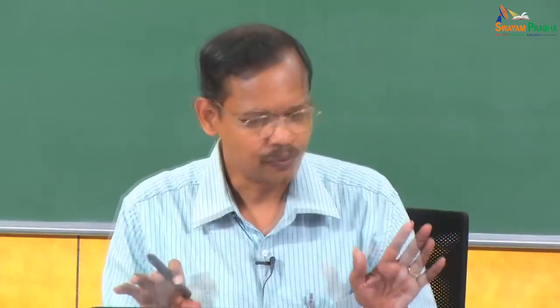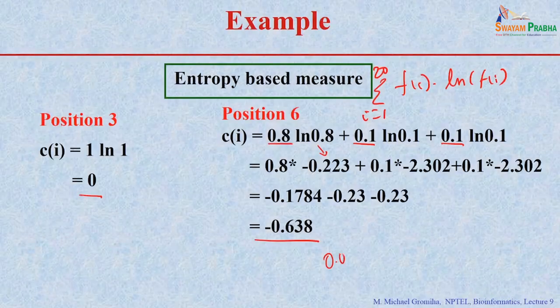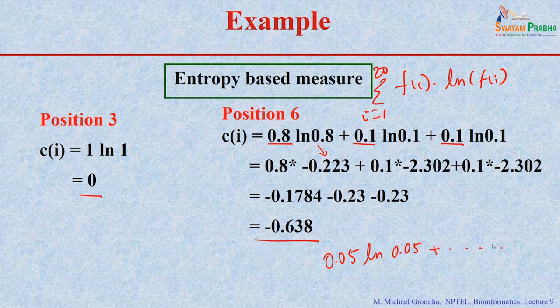and finally, we get the conservation score of 0.638. If we have 20 different amino acids distributed randomly, then what will be the score? It is 0.05 for one amino acid, 0.05 into logarithm of 0.05. We get this 20 times, so it is multiplied by 20. So, what is the logarithm of 0.05? We get the number, multiply by 0.05 and then by 20, and then you get the number. If you compare these two values, for example, this is 0 and this is 0.638, which one is conserved?